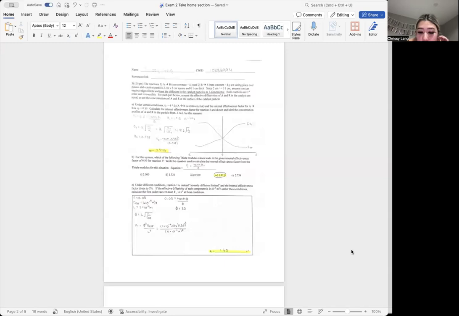Both reactions are irreversible and first order. The effective diffusivities of A and R are the same, and the surface concentrations of A and R at the outside of the catalyst are also equal. That means any difference in effectiveness factors and concentration profiles inside the particle come purely from the different rate constants K1 and K2. Under the given conditions, reaction 1 is faster with K1 equal to 4K2, and we were told that its internal effectiveness factor is 0.5.